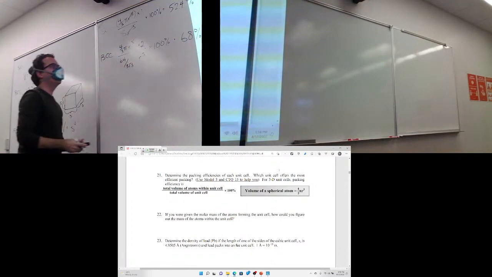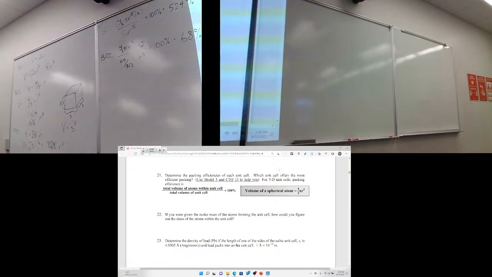So notice slightly higher packing efficiency. That should make sense a little bit. I mean, maybe it's hard to see without space filling models, but this has less empty space than this does. This has more empty space, okay?